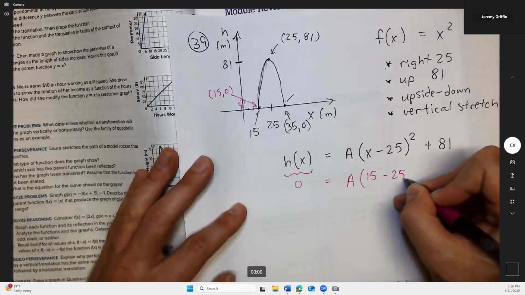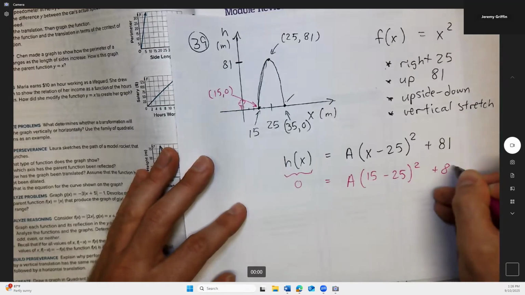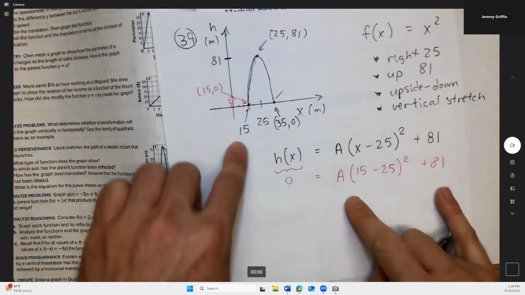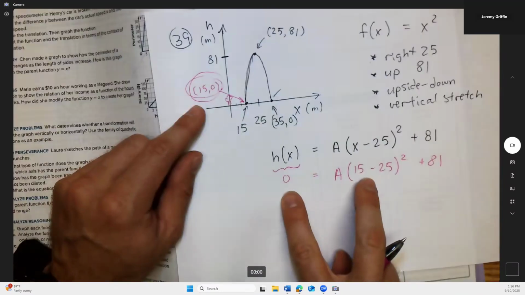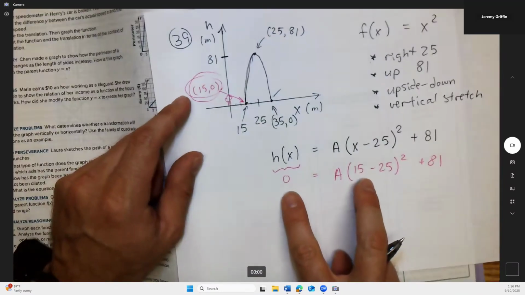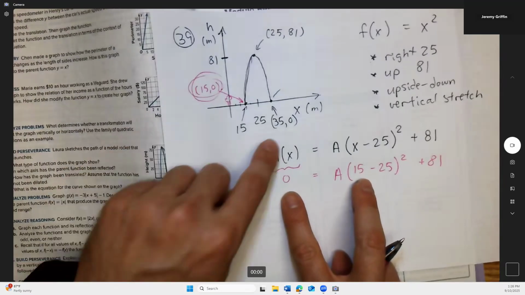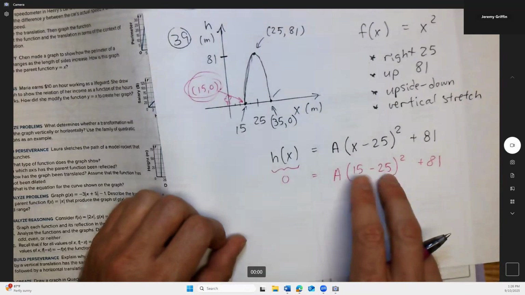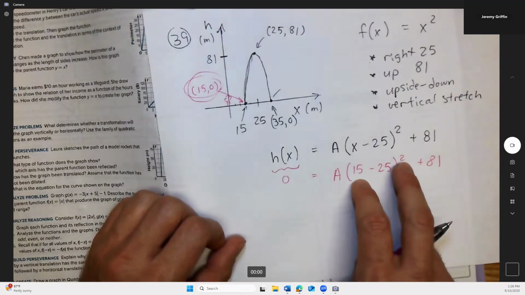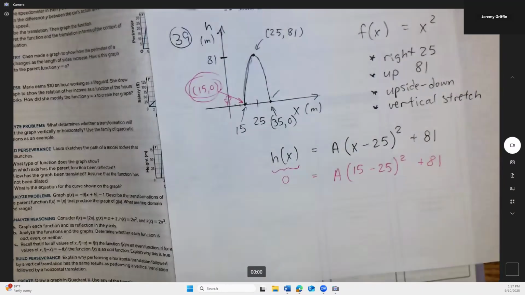25 is getting squared plus 81. So this is when I plugged in this coordinate right here. I just plugged in 15, 0. That's x, y. In fact, if I did plug in 35, 0, you see the difference between 35 and 25 is 10. The difference between 15 and 25 is negative 10, but it's being squared. So it would definitely give me the same thing either way.